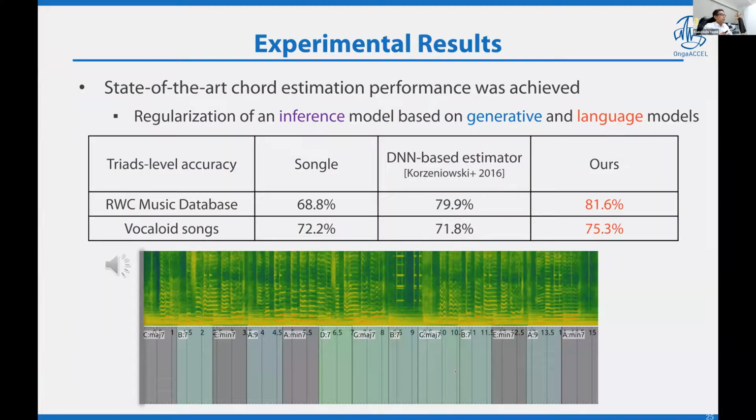So this table shows the performance. And then we compare the conventional chord estimation function, the state-of-the-art DNN-based estimator, and our technique. So we achieved state-of-the-art performance of chord estimation. And the important thing is that the inference model, the DNN-based estimator, can be appropriately regularized by using the language model and the generative model in terms of the musical naturalness and the reconstruction. So the DNN inference model can be guided in terms of two important points, reconstruction and musical naturalness. So this is a very important feature of the VAE-based regularized training of the inference model.